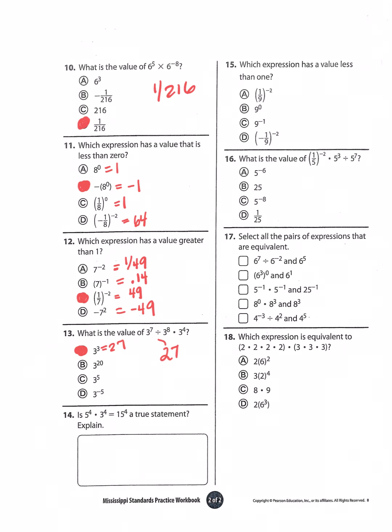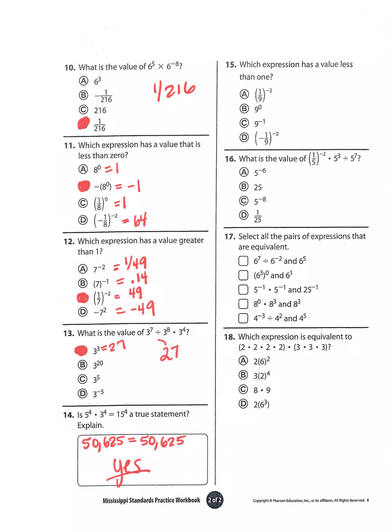Number 14, is 5 to the 4th times 3 to the 4th equal 15 to the 4th, a true statement? And if I do those in the calculator and punch that in, on the left side I get 50,625. On the right side, if I punch in 15 to the 4th, I also get 50,625. So my answer is yes.